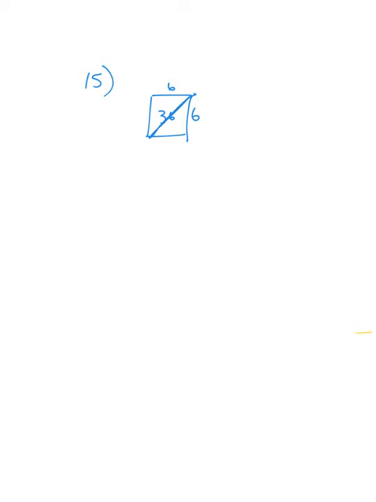If you use a squared plus b squared equals c squared, the Pythagorean theorem, 6 squared plus 6 squared equals c squared, to find that diagonal, which is like your hypotenuse. You're going to get 36 plus 36, which is 72, equals c squared. So when you take the square root, you're going to get the square root of 72.